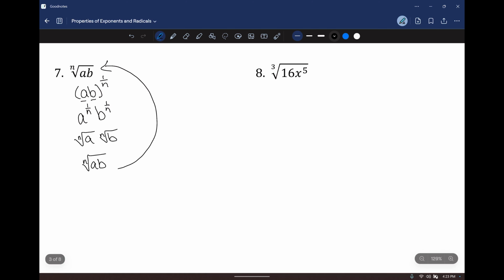All right. So number 8, we're going to cube root the 16. And we're going to cube root the x to the 5th.